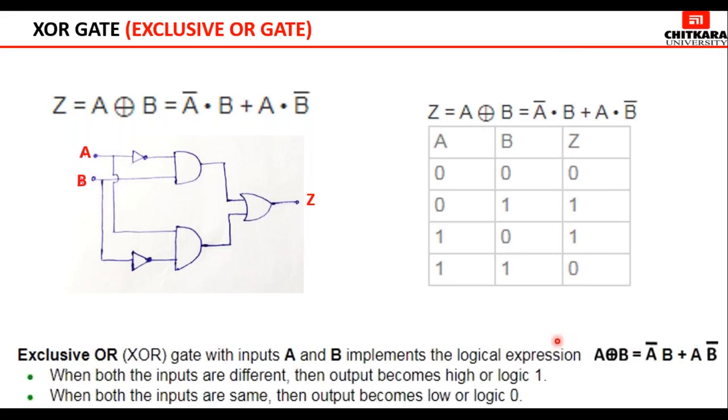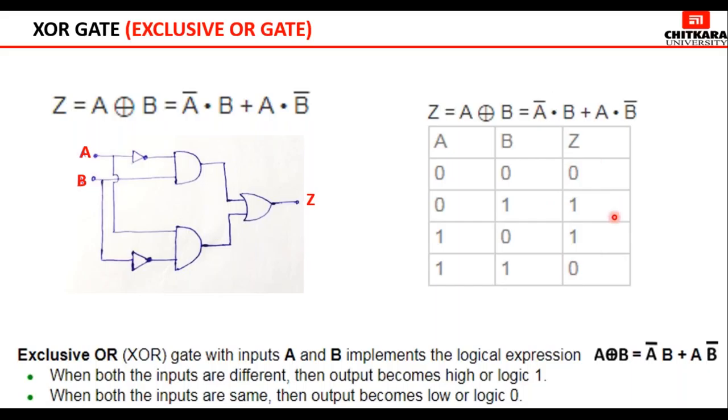So now, likewise, we have another gate. Let's look at this. I've told you in the starting that the exclusive OR gate with inputs A and B implements the logical expression that we have just discussed. When both the inputs are different, the output becomes high or logic 1. So when both the inputs are different, the output is high voltage or the answer is 1. And when both the inputs are same, that means when both are 0 or both are 1, then the output becomes low or logic 0. So you can see that the output is 0, that means it is low voltage, or the answer is 0, right?